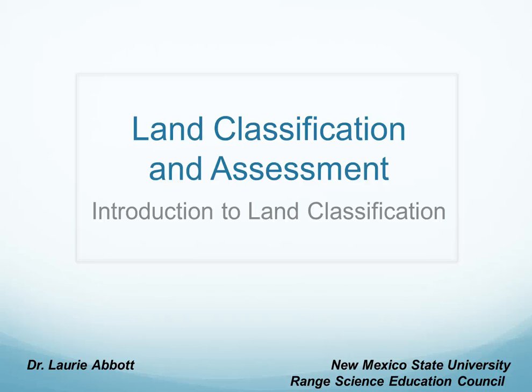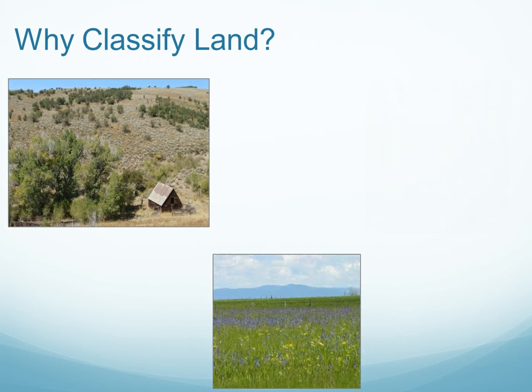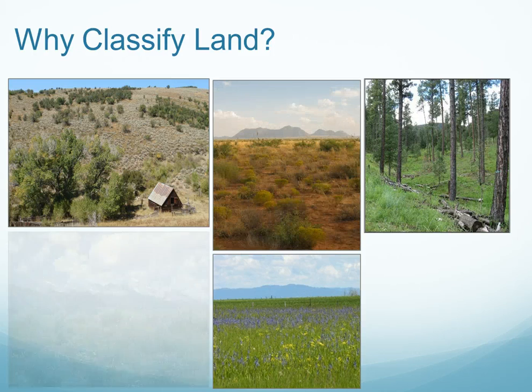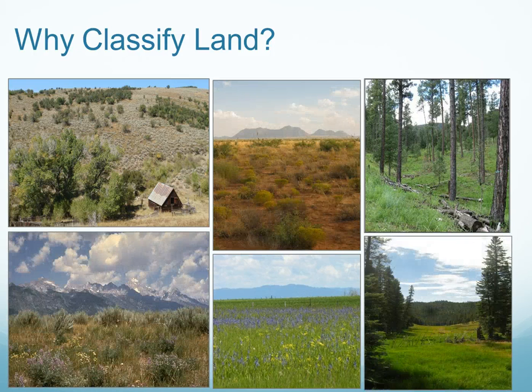Land classification and assessment, an introduction to land classification. Rangelands encompass a diverse assemblage of land and vegetation types, including grasslands and shrublands, woodlands, forested systems, and deserts, as well as wetlands and riparian areas.